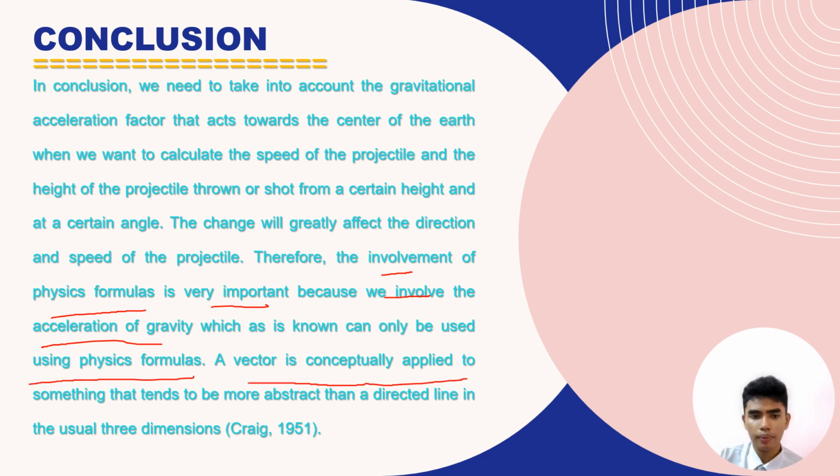A vector is constantly applied to something that tends to be a more abstract and direct line in three dimensions, from Craig 1951.